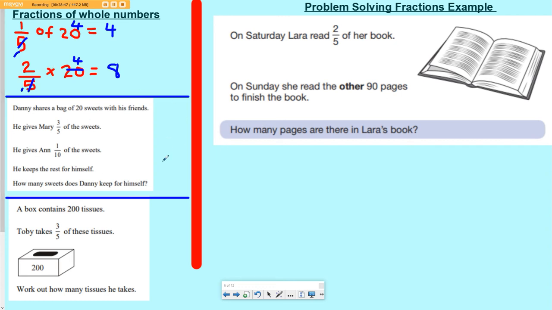Now what you're going to do for me is have a go at these 2 questions. So you're going to pause the video now, have a go at these 2, and I'll show the answer on the other side.